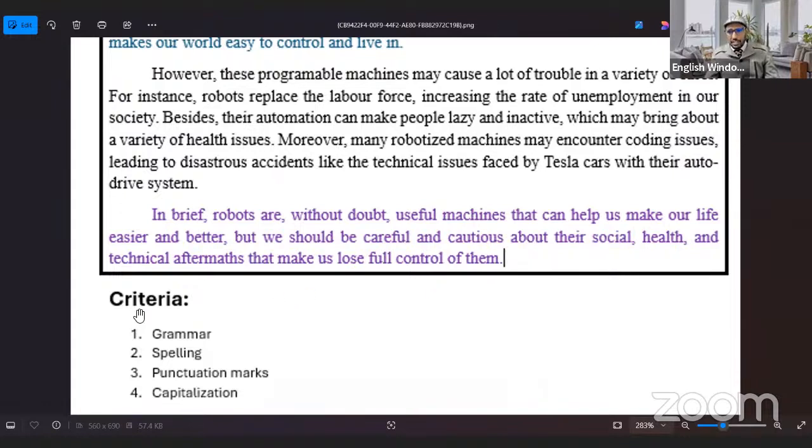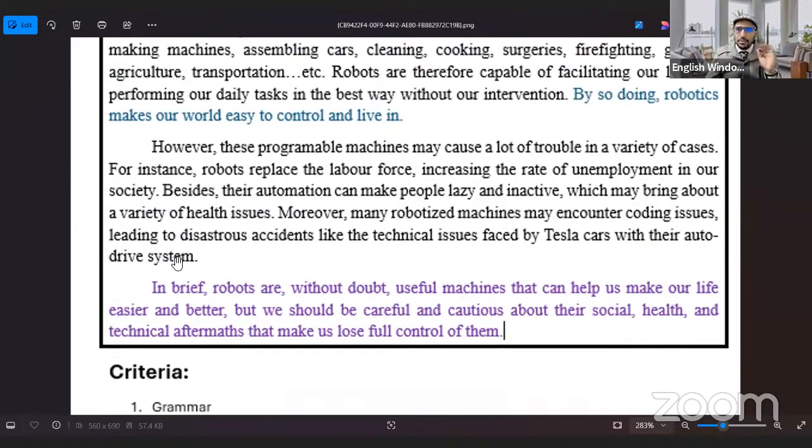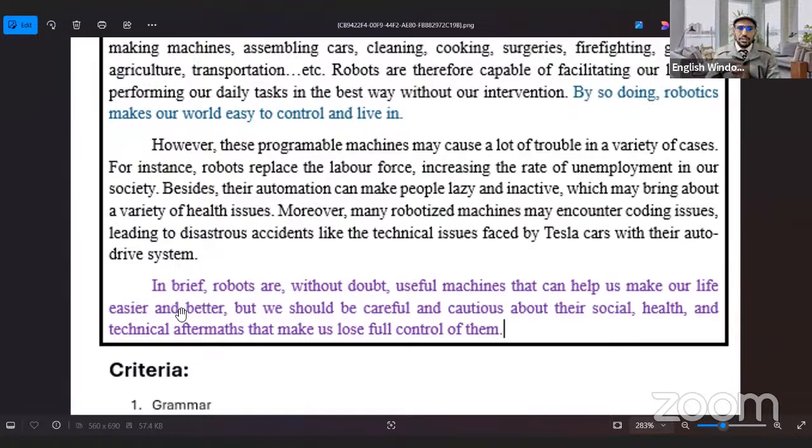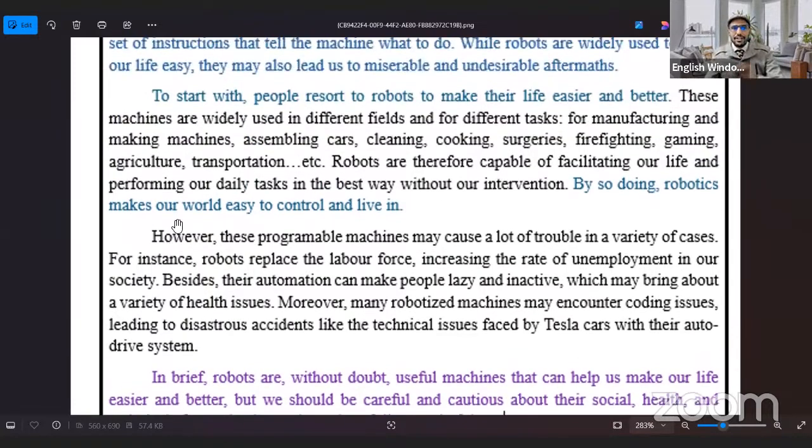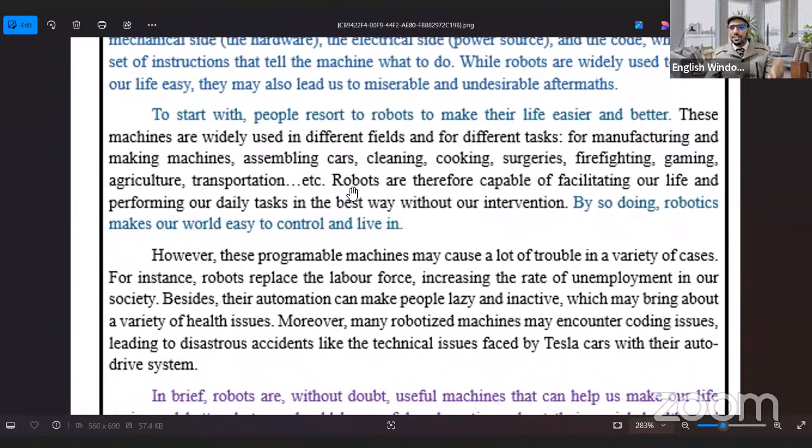So these are things that we need to consider when writing. It's very important. Criteria has to do with grammar, spelling, punctuation marks, capitalization, in addition to coherence and cohesion. Coherence and cohesion is something that we try to meet by the use of linking words. Appropriate linking words is very important. All right. In brief, however, to start with, besides. So there are different linking words I have already shared with you that differ and vary based on the function they are used for.